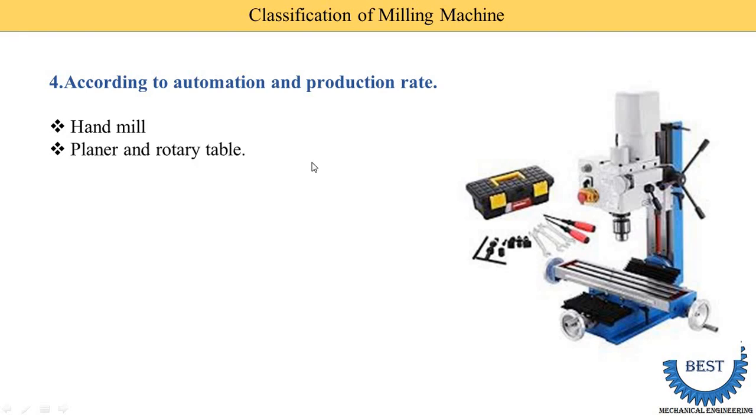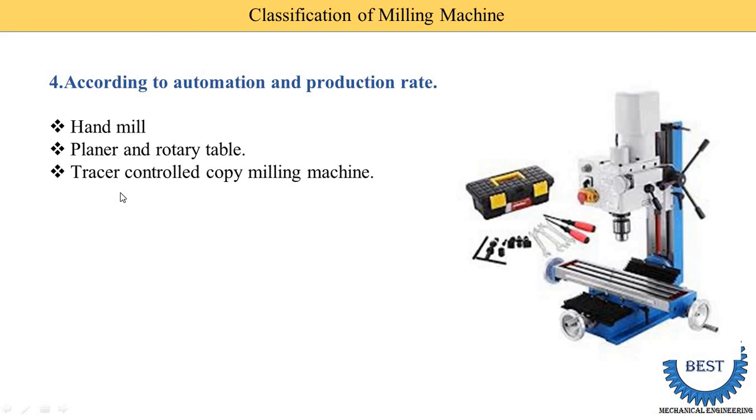Next is the planer and rotary table. The planer and rotary we already studied. These planer and rotary table type vertical axis milling machines are not that automated but provide a relatively higher production rate compared to the other types of milling machines.